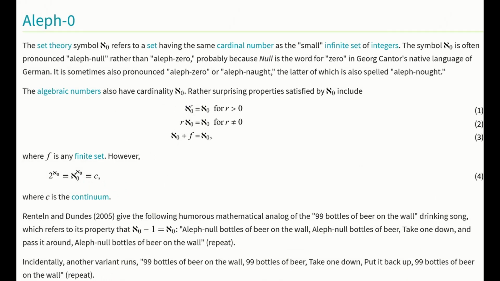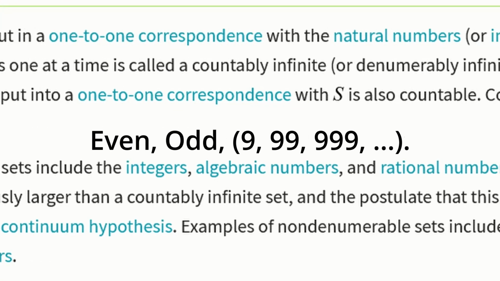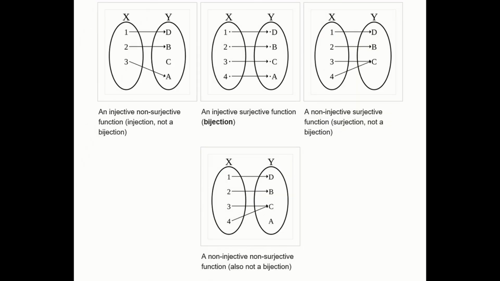Some examples of sets that fall into this category could be the set of all even integers, or the set of all odd integers, or the set of all integers that contain only 9s, or the set of all powers of 2.